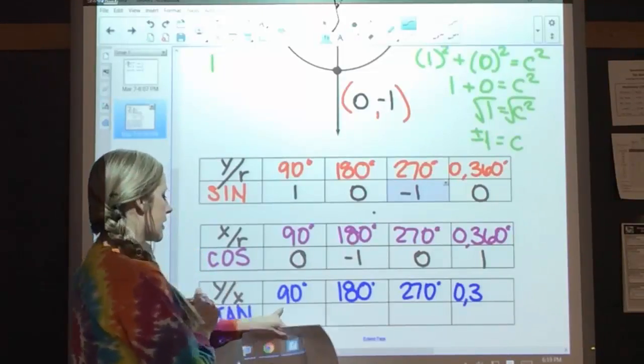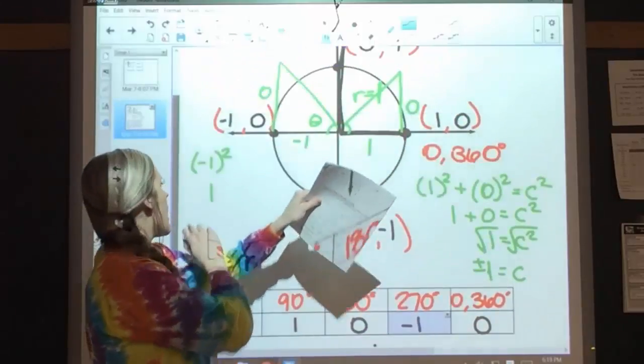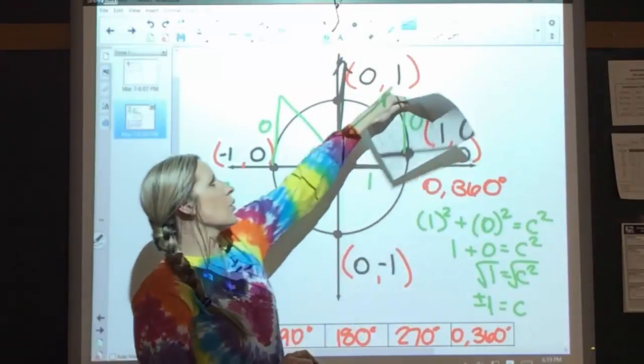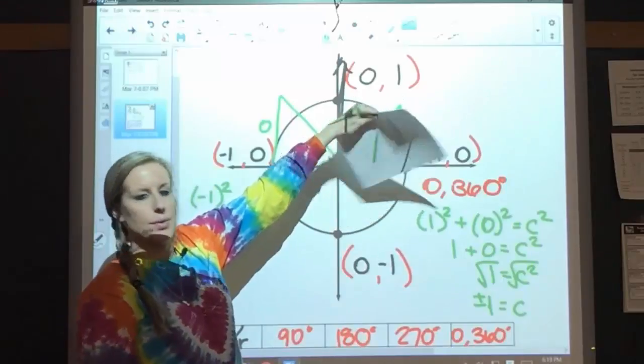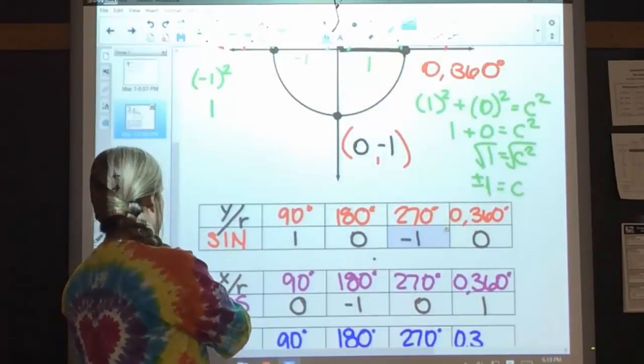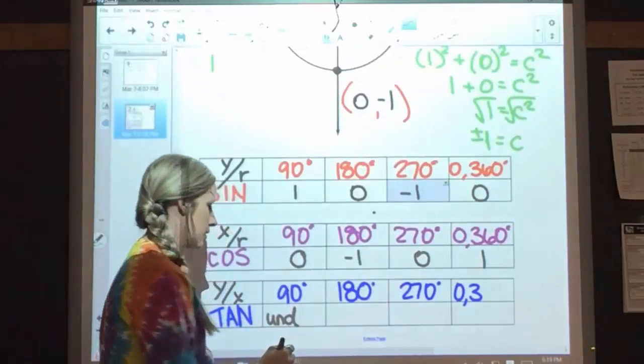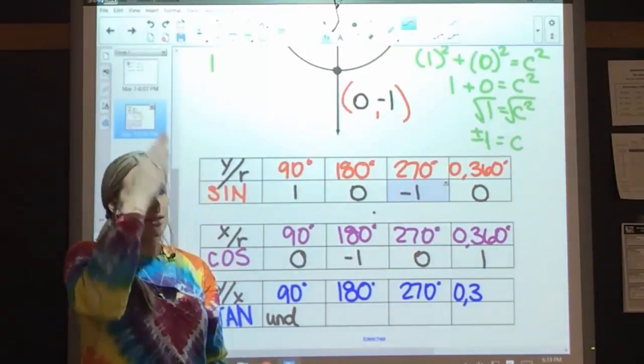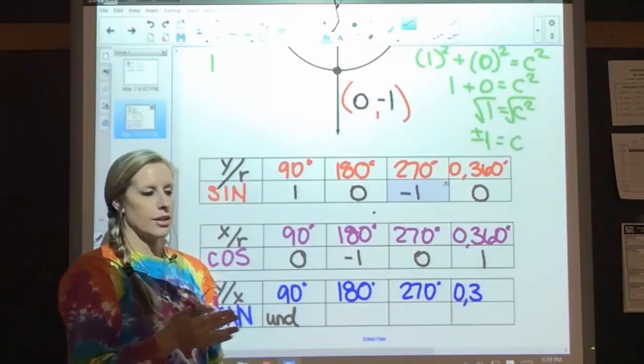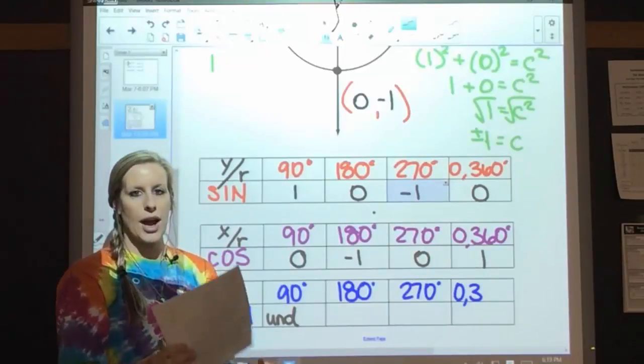Okay, so look at 90 degrees. We're going to take y divided by x. So 1 divided by 0. And you can't divide by 0, so it's undefined. You actually have a vertical asymptote there, and you'll see that later on when we graph these.